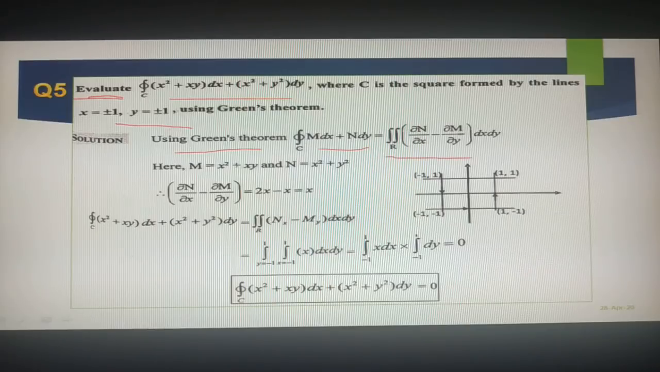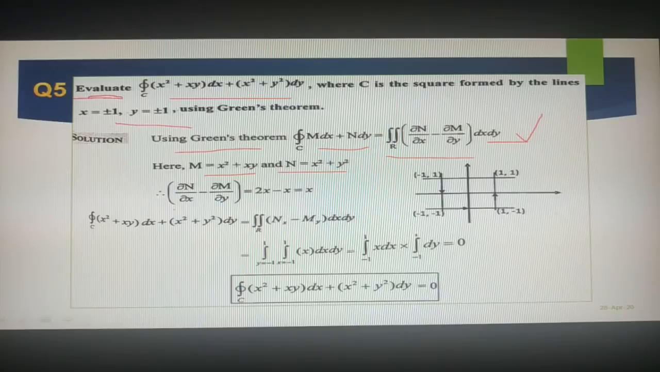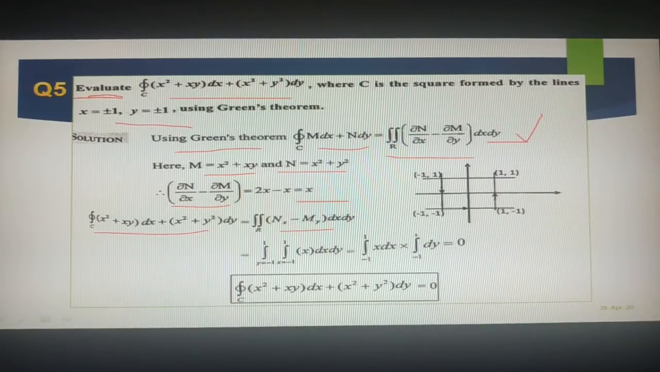The integral over C of M dx plus N dy, which is the formula, equals the double integral over R of (∂N/∂x minus ∂M/∂y) dx dy. So we have M and we have N, right? So just find it out: ∂N/∂x minus ∂M/∂y, that is x, right? So your given integral becomes, see, because these are lines, x is changing from minus 1 to 1 and y is also changing from minus 1 to 1, isn't it? So we have constant limits, we can integrate separately. This result becomes 0.